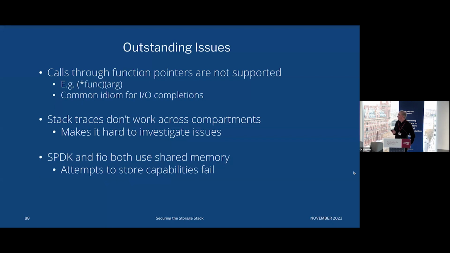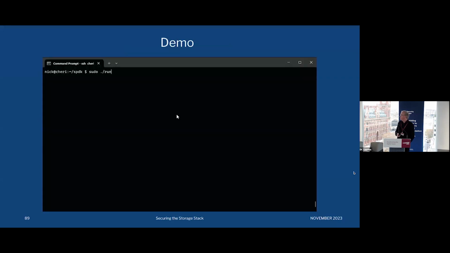And the other thing that I've hit twice is both SPDK and FIO use shared memory and want to put capabilities in it. Now, you can argue the security disadvantages of doing that, but it's something that needs code changes. How I got around it on this was simply to comment that out and not use the shared memory compartment.